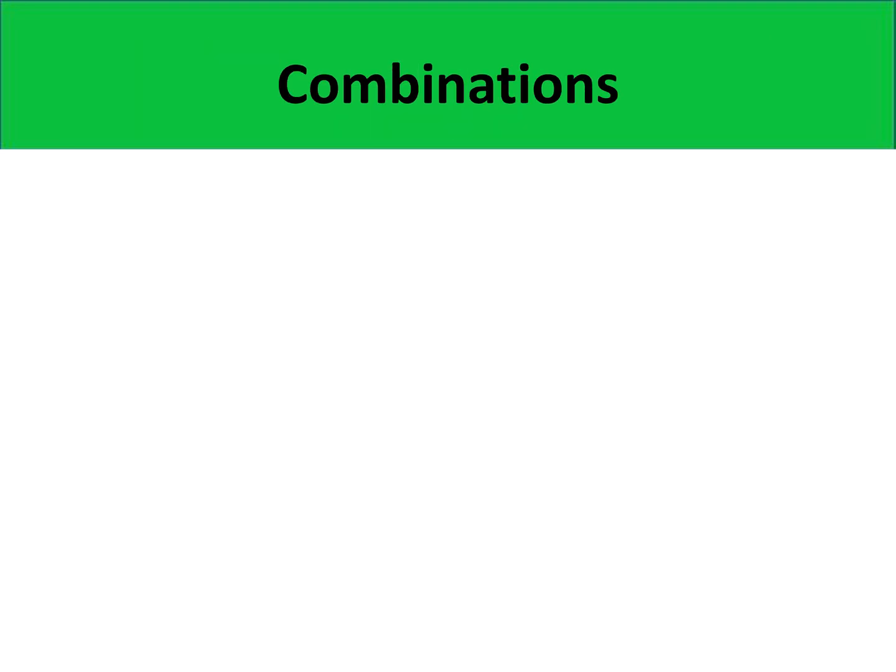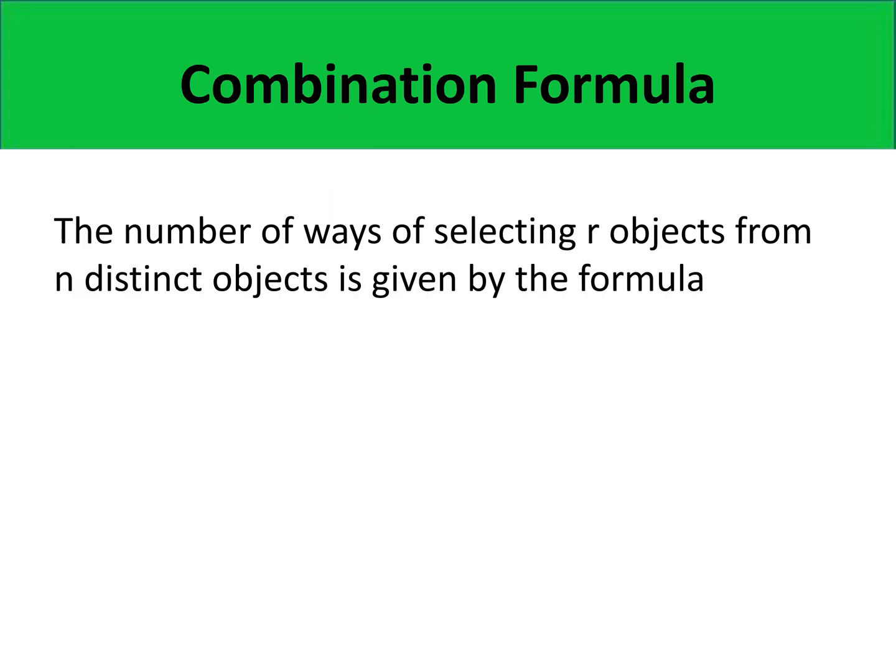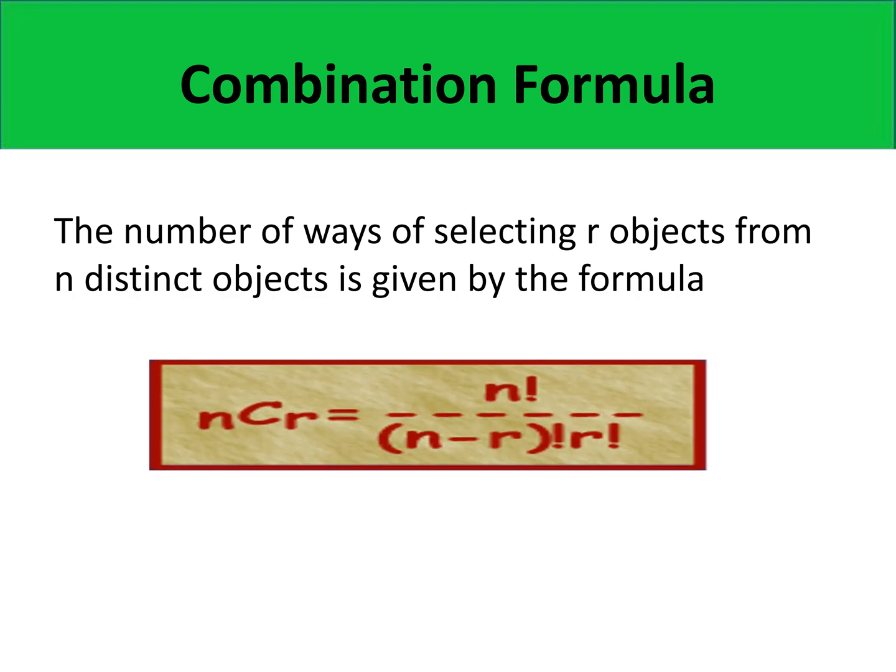Now, next would be combinations. Combination is the process of selecting r objects from a group of n objects. In combinations, ordering is not important. So we simply select the r objects, but we don't arrange the r objects. So for example, the ordering green, blue, and red would be the same as the ordering red, green, and blue. So the number of ways of selecting r objects from n distinct objects is given by the formula nCr, which is equal to n factorial divided by the quantity of n minus r factorial multiplied by r factorial.